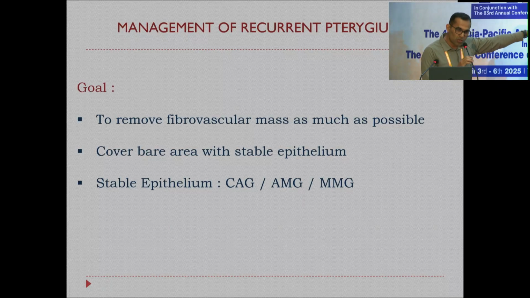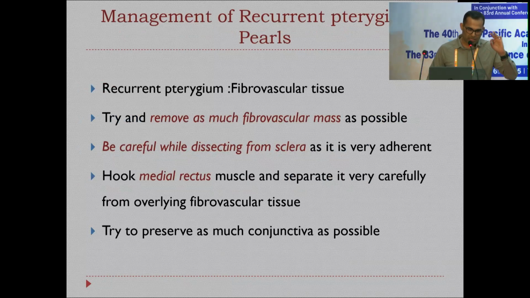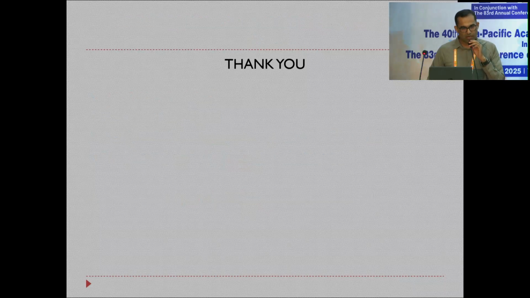Why I use this word stable epithelium? Actually, AMG should not be labeled as stable epithelium because it can get dissolved. So ideally, conjunctival autograft or MMG. These two are the stable epithelium. Whenever I use MMG, make sure that it is very thin and it is spread tightly across the bulbar surface. It works wonders. It looks like conjunctiva only. And you can cover bare area with all these things. You can use mitomycin C, but be judicious. Don't use it a lot. Sometimes it can cause melt.